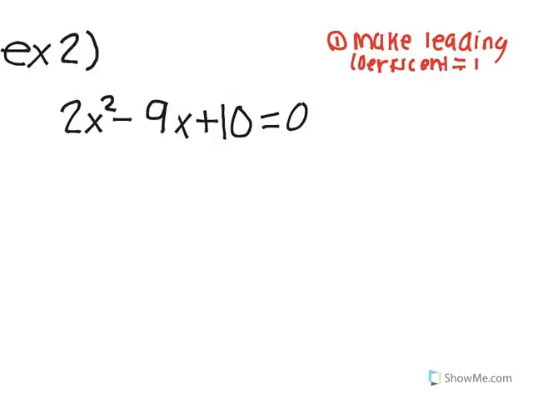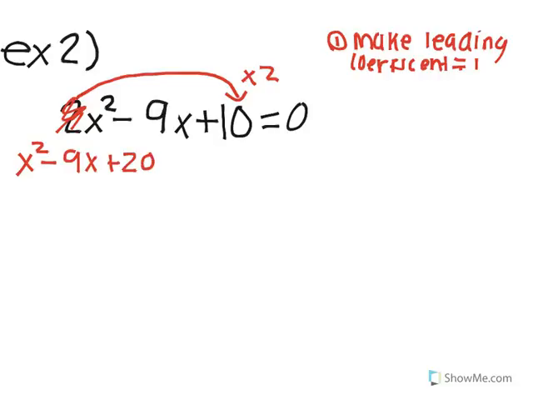Equal 1. And we do this by just taking this away and multiplying it to the end. So multiplying by 2, and I'm going to get rid of it over here. It's just the way we do things. So I get x squared minus 9x plus 20 is equal to 0.